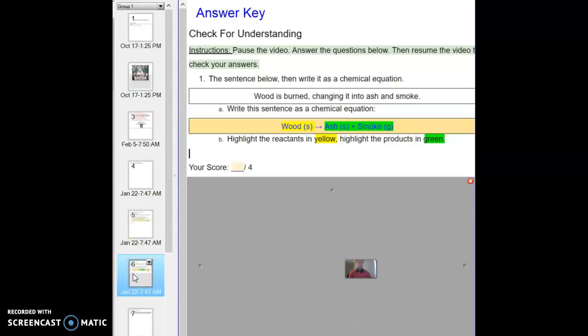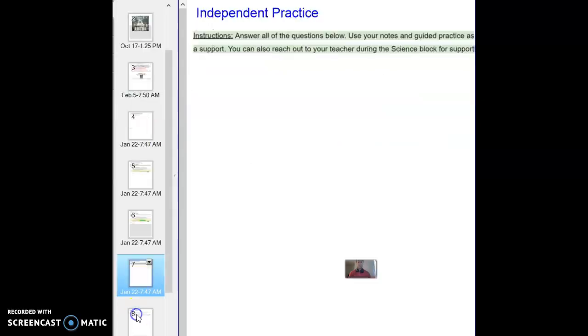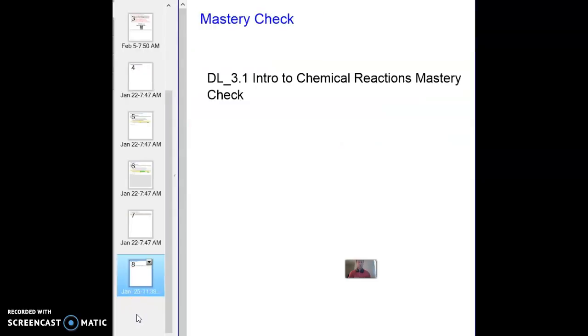After this, you're moving on to independent practice, practicing the exact same skills, and then you're going to go ahead and take the mastery check for today, which is called 3.1 Intro to Chemical Reactions Mastery Check. We'll add lots more information and difficulty onto this starting tomorrow, but really critical today that you are able to analyze a chemical equation and write your own using the correct symbols that scientists everywhere use.